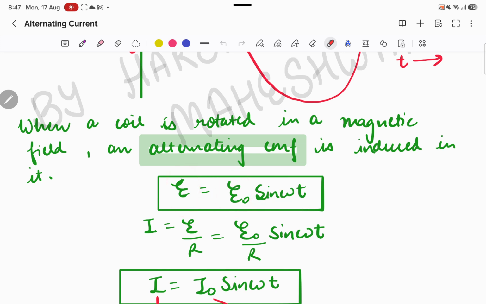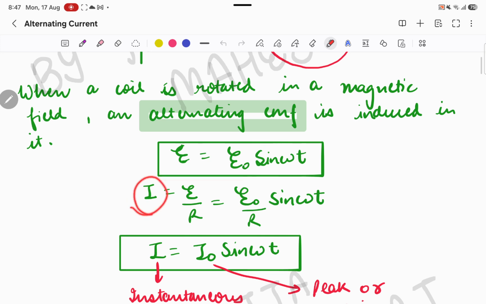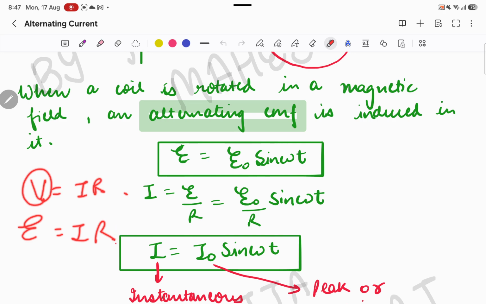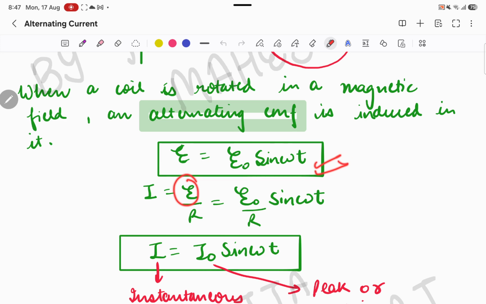Now we have the value of the current, that is I. We know by Ohm's law that V is equal to IR, and in this chapter we refer to V with the word EMF, which is equal to IR. So the I value can be calculated by EMF divided by R is equal to I. Okay. So the EMF value we already wrote here as a function of sine.